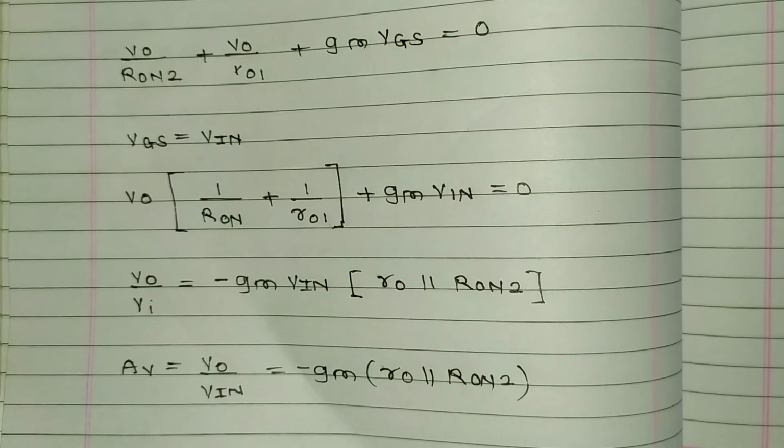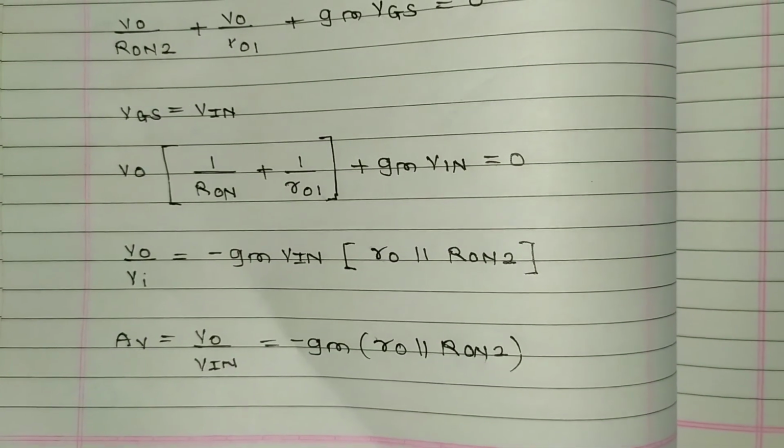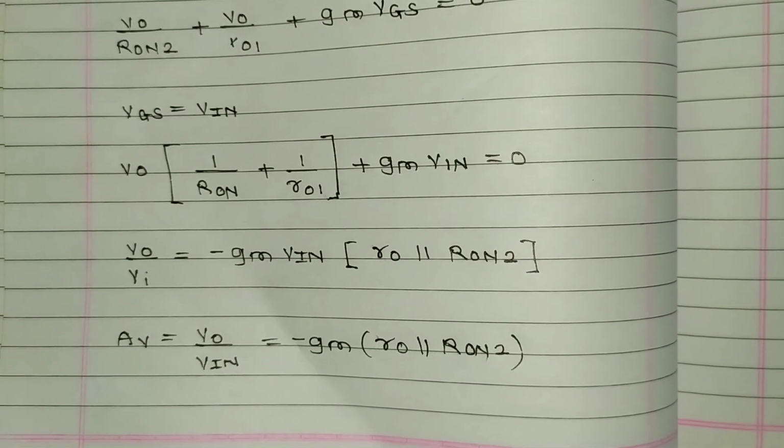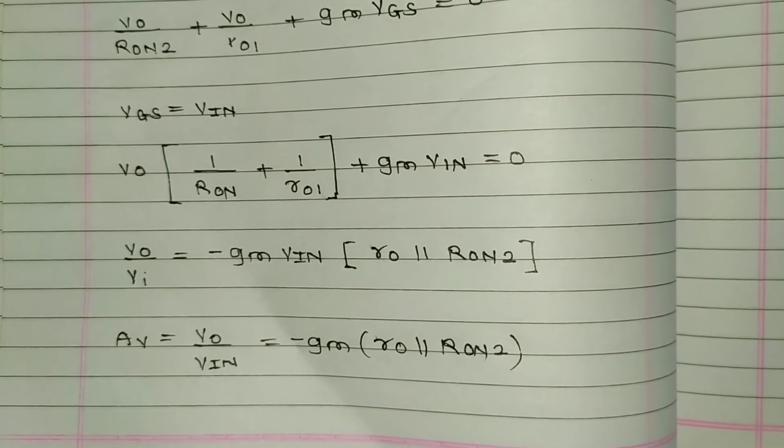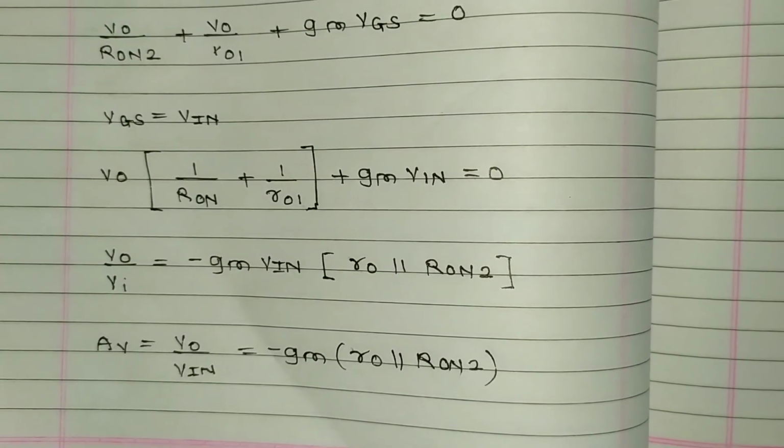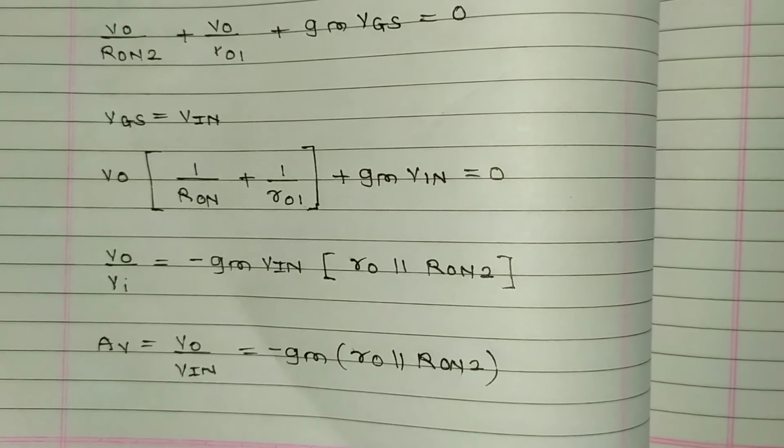Now V0 upon V in is the voltage gain AV. So AV is equal to V0 upon V in, which is equal to minus GM. V in is taken on the left hand side here. V0 upon V in is equal to minus GM R0 parallel to R12. So this is the final equation for gain, that is AV is equal to V0 upon V in, which is equal to minus GM R0 parallel to R12. So this is the final equation.